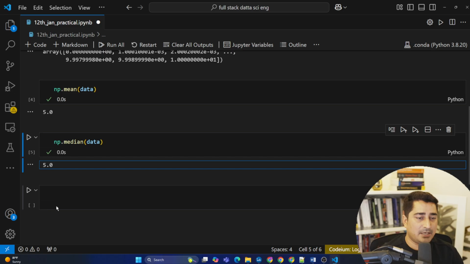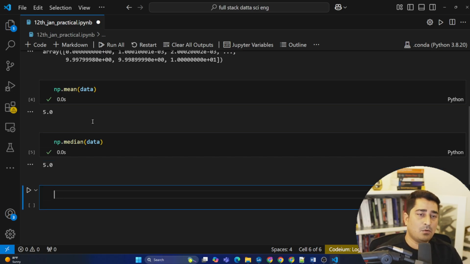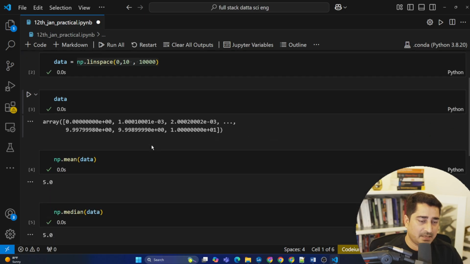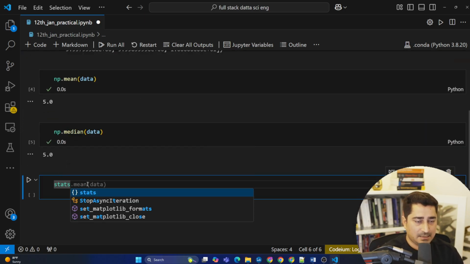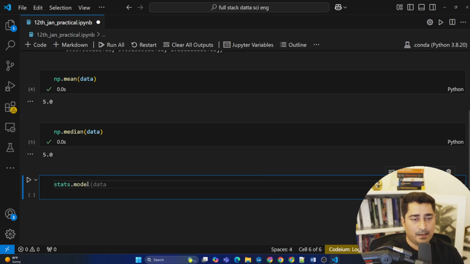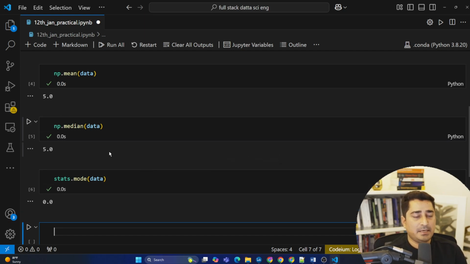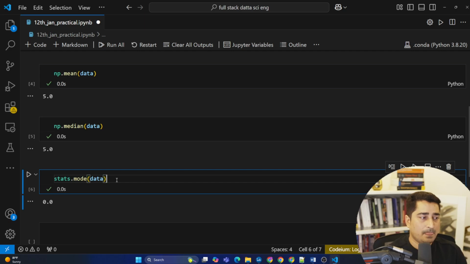Now I can try to find even the mode. Mode is available in your stats package. And again, you're not supposed to remember anything. Anytime you can go to Google and search where the mode function is available, and it will suggest a couple of libraries. One of these libraries is statistics. Here mode is available inside this particular library. This is the alias which I have created. So stats.mode, mode of the data. So mean is 5, median is 5 and mode is equal to 0.